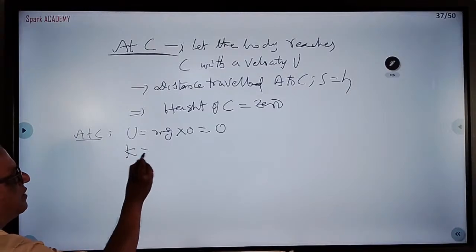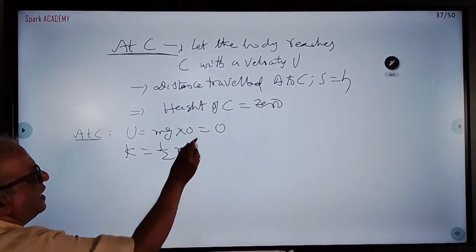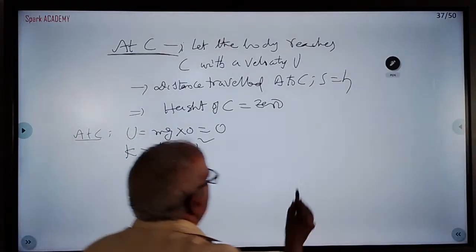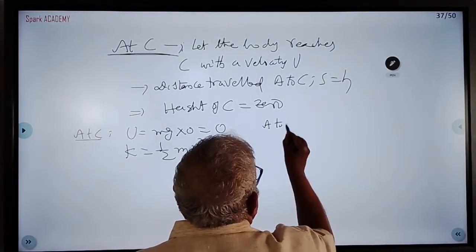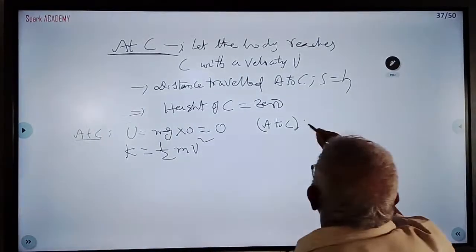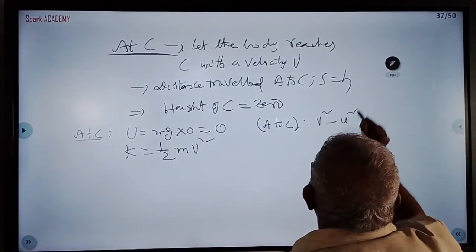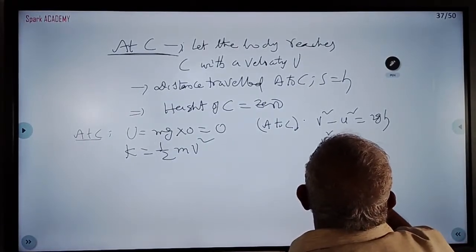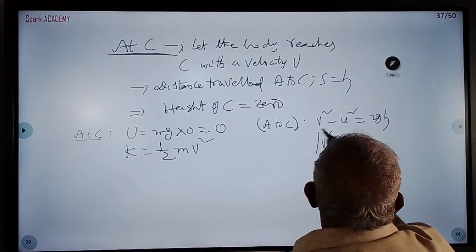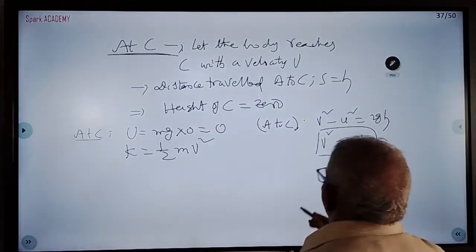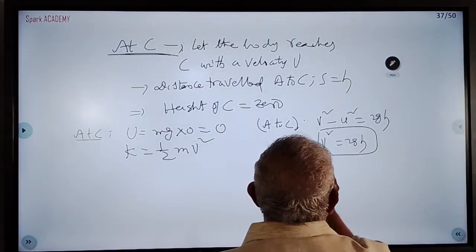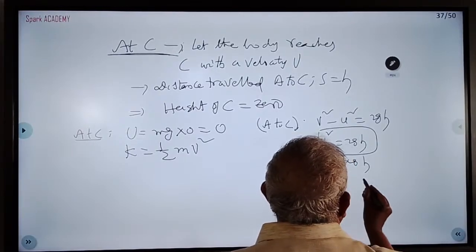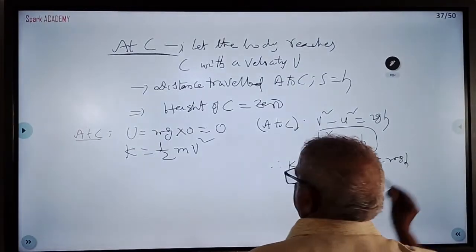Kinetic energy is given by the formula half mv square. It is reaching the ground with velocity v. From A to C, I am applying the kinematics equation: v square minus u square is equal to 2gh. With u equal to 0, v square becomes 2gh. Therefore, kinetic energy becomes half m into 2gh. The 2 gets cancelled, it becomes mgh.